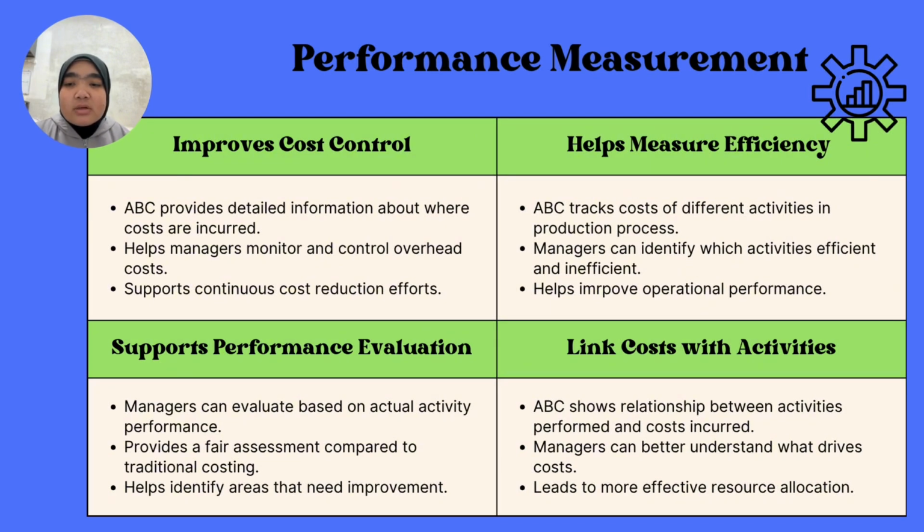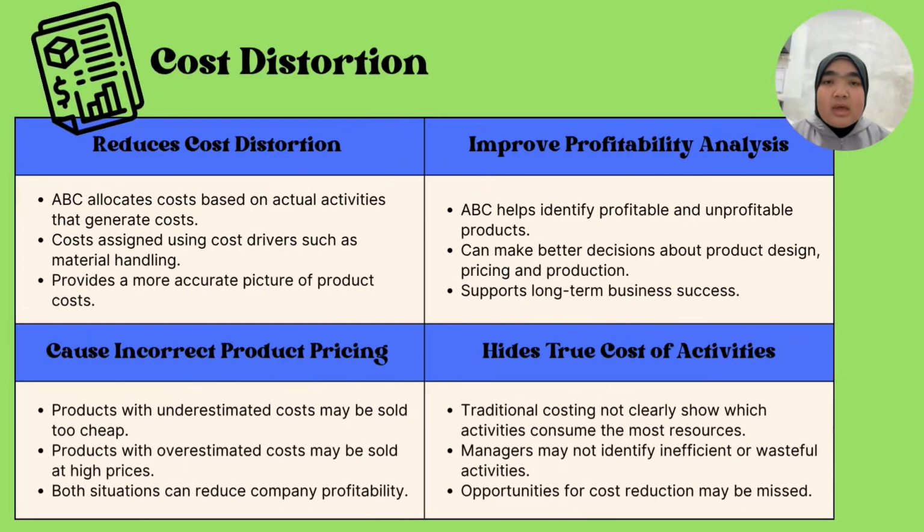Finally, activity-based costing links costs with activities. It clearly shows the relationship between activities performed and the costs incurred. As a result, managers gain a better understanding of cost drivers and can allocate resources more effectively. The last factor is cost distortion. Activity-based costing helps reduce cost distortion by allocating costs based on the actual activities that generate those costs.